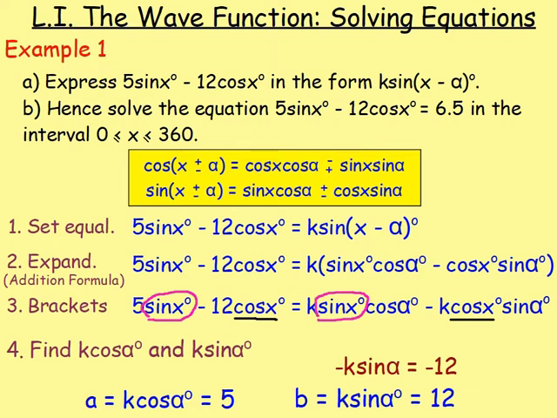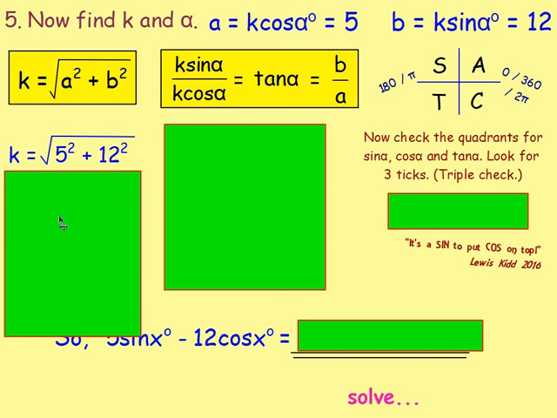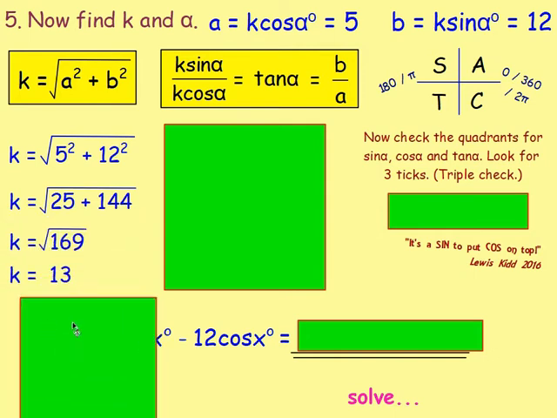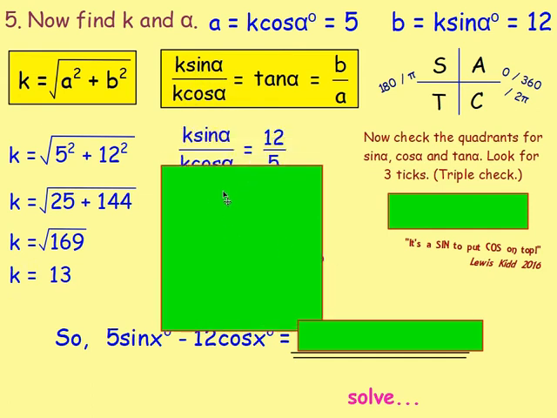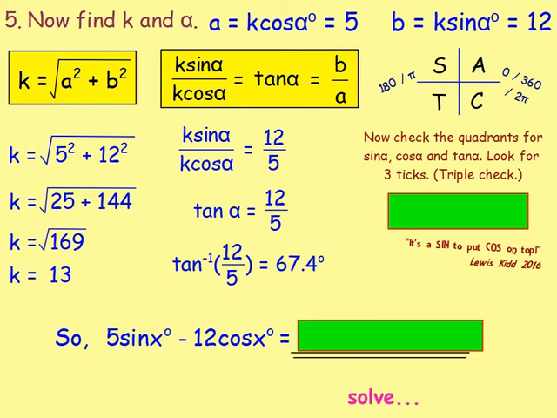From there, after you know a and b, or k cos alpha and k sine alpha, you need to work out k and alpha. You're using the same equations that we have done in the other lessons. So to work out k, it's the square root of a squared plus b squared. So it's the square root of 5 squared plus 12 squared. 144 add the 25 is 169, which gives you 13. To find alpha, it's going to be k sine alpha over k cos alpha, which will give us 12 over 5. The k's cancel out, and sine over cos is tan. From there, you would use the inverse tan of 12 over 5, and that works out to be 67.4 degrees.